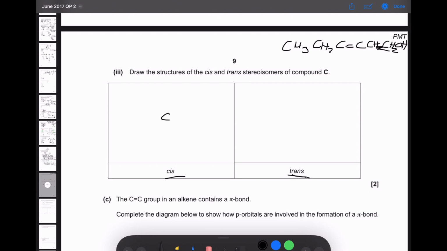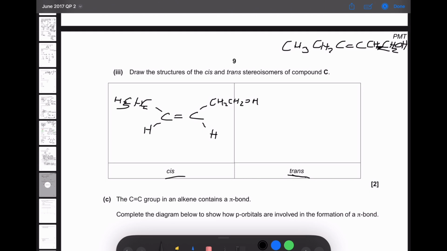So for cis, we're going to do our carbon-to-carbon double bond, and then we've got our hydrogens on the same side, and then we're going to do the rest of our group, so CH2, CH2OH, and then on this side, CH2, CH3.